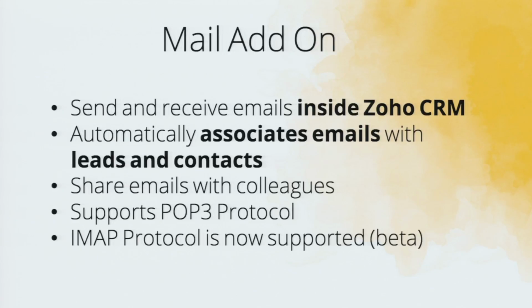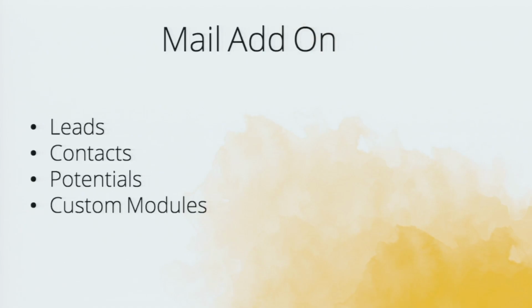We supported the POP3 protocol up until this year, and now we support IMAP 4. When you sync your emails up with the CRM, they show up in leads and contacts, but they also show up in potentials and custom modules. How does it know? In the potential section, you can link a potential to one contact, so those are the emails that will show up in the potential section. With custom modules, you can use a lookup field to link it to a contact or a lead, and those are the emails that show up.